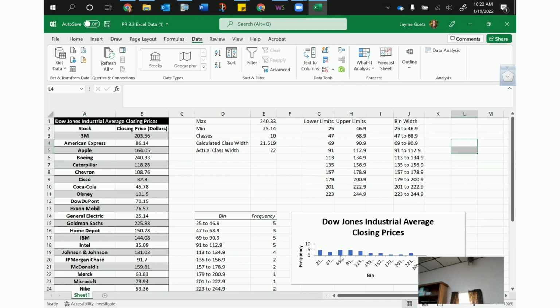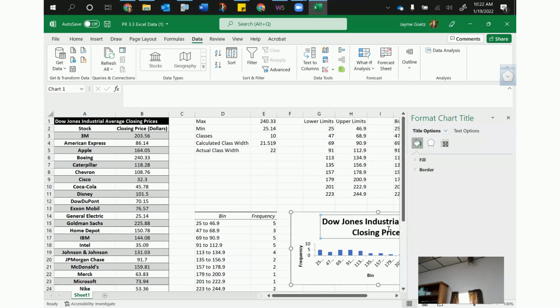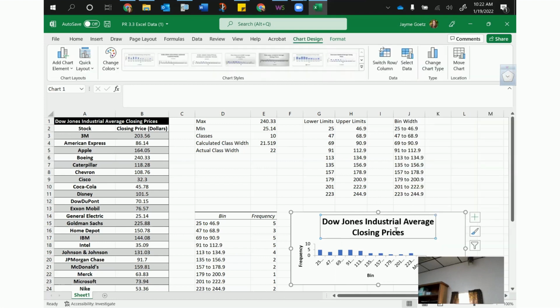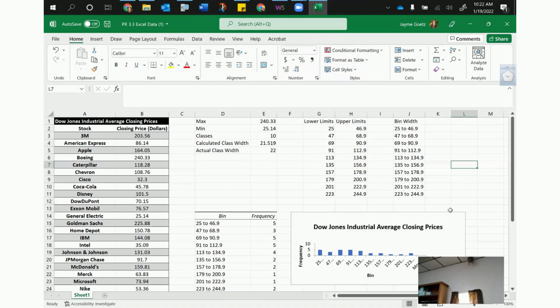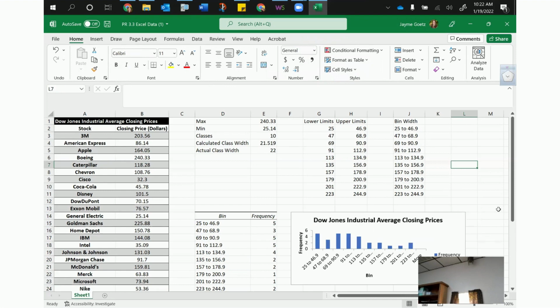Now, notice how small that made my bars. We can fix that a couple of different ways. I'm going to make this just a little bit smaller. So I'm going to highlight it all. And then you can go to your home ribbon and you can make the size just a teeny bit smaller.